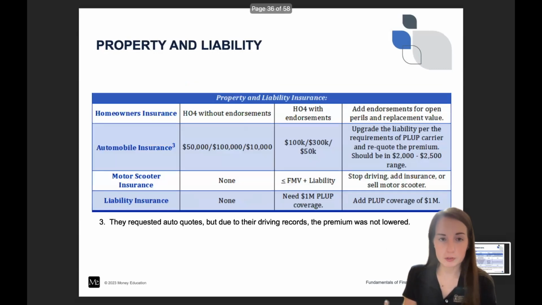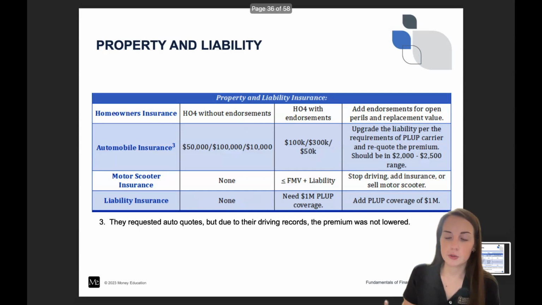And your homeowner's insurance, we need to add endorsements for open perils and replacement value. So this should cost you $100. And we also want to get you liability insurance. So we need to add a PLUP coverage of $1 million, and this should cost you $200. And because we're getting this PLUP coverage, they usually would want you to upgrade the liability per the requirements, and your automobile insurance. So we need to plan for that increased cost, and this should be about $400.